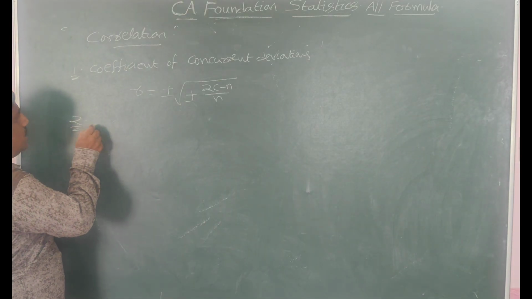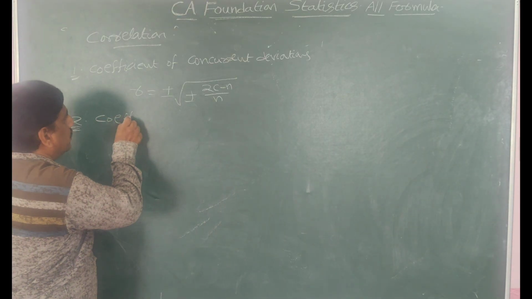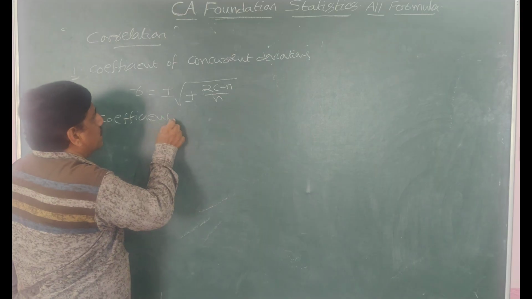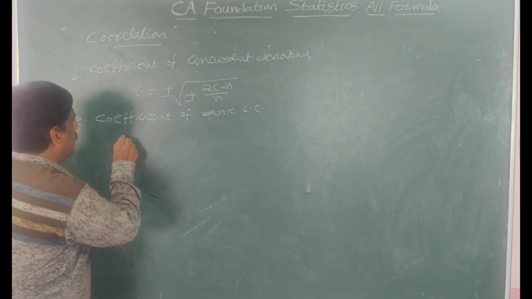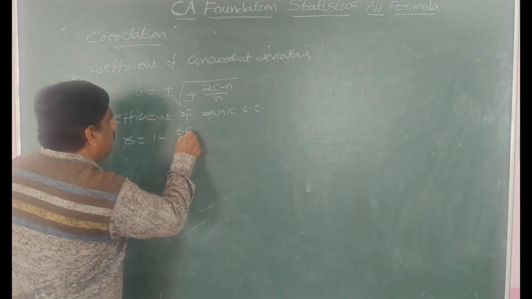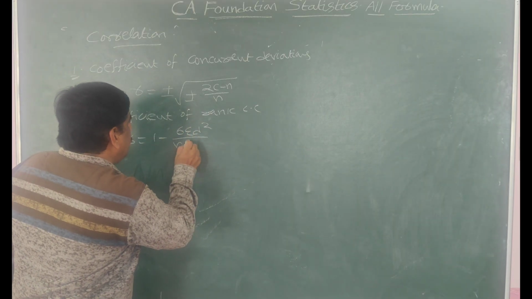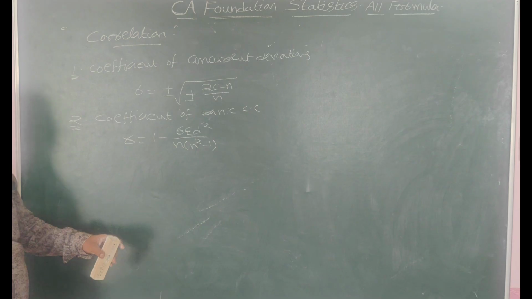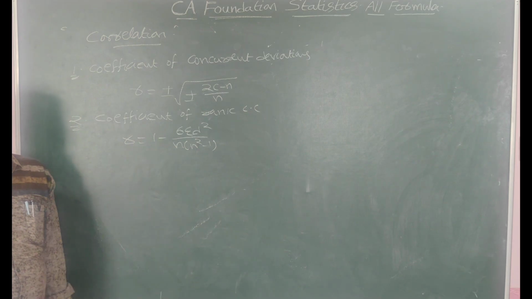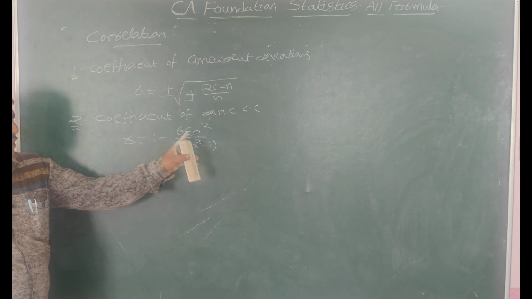Similarly, the rank correlation coefficient. Formula is r equal to 1 minus 6 summation d square by n into (n square minus 1), in the case of no repeated values, that means no ties. This is the formula.